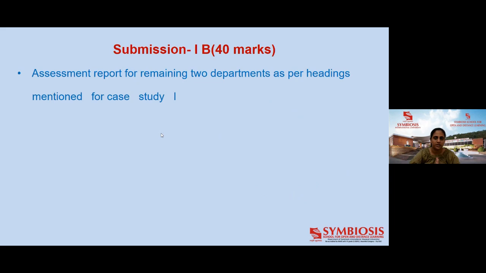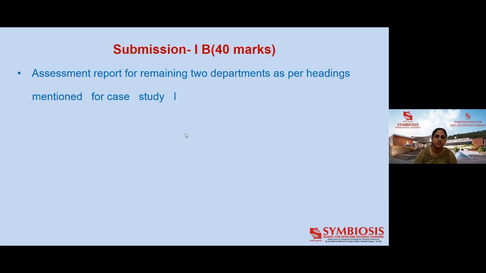So I think you don't have any confusion. In 1A, you will be writing the patient safety strategy answer plus one department checklist. In 1B, you will be writing the remaining 2 departments, with the compliance.